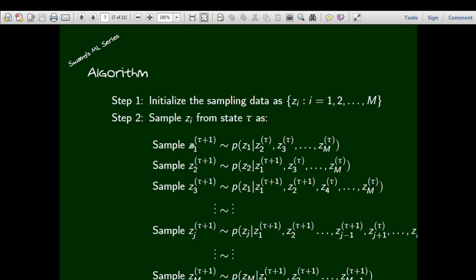It's very simple. So Z1 tau plus 1. The first one is selected in tau plus 1 state. That follows this distribution. You just keep this probability for this time.